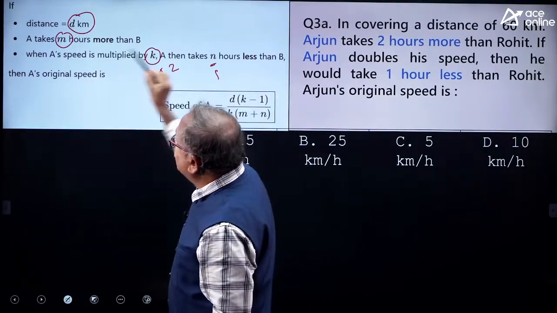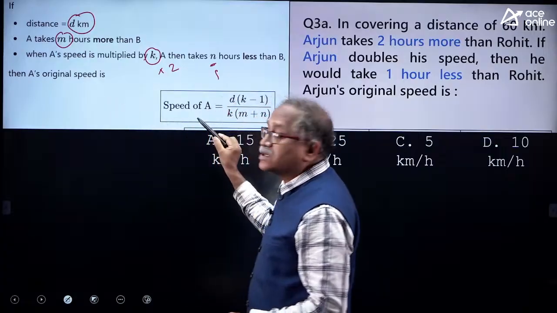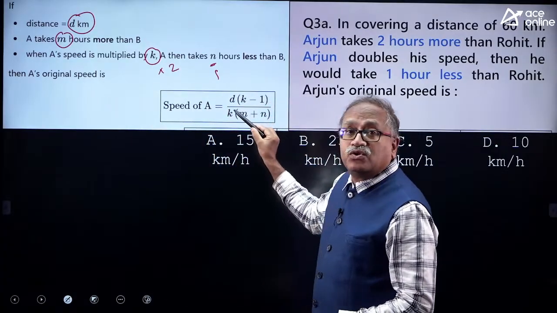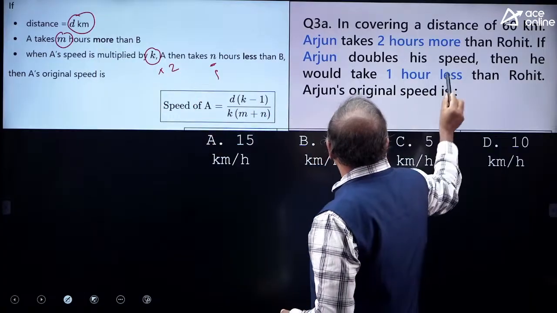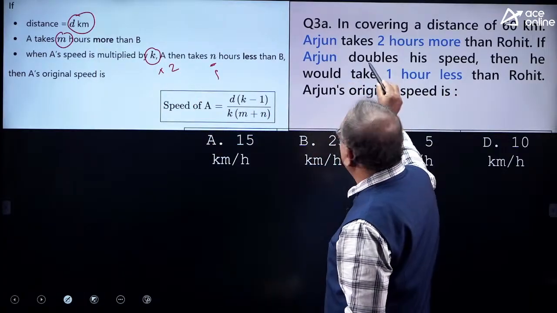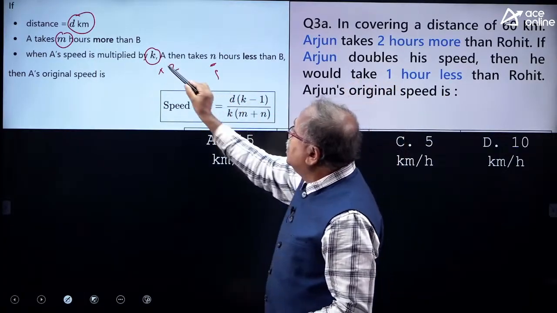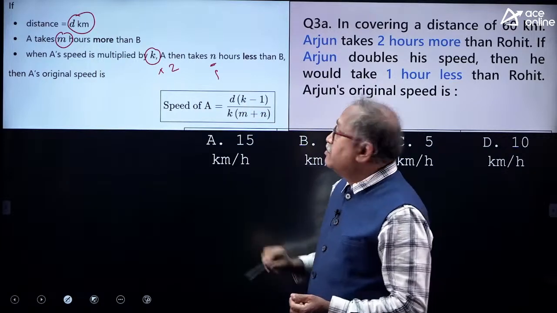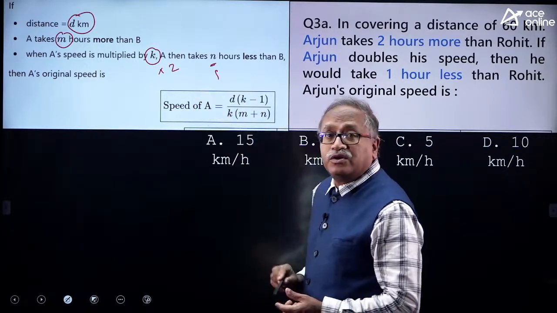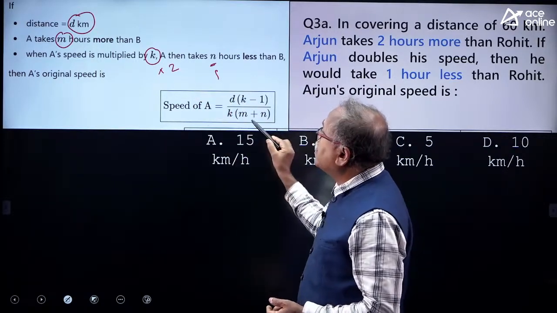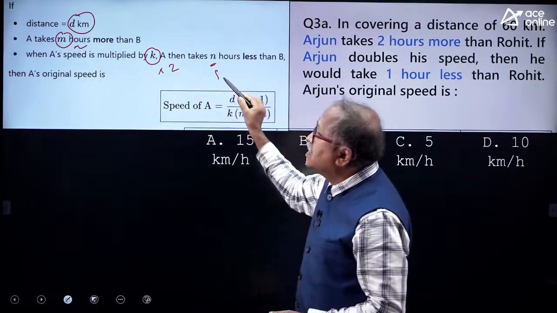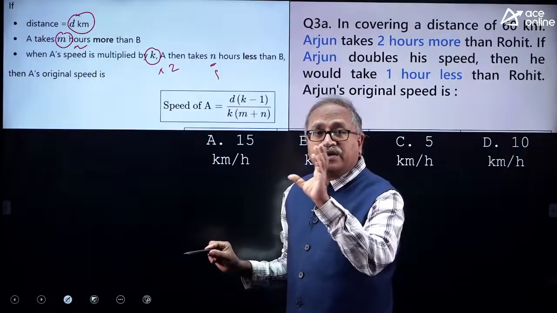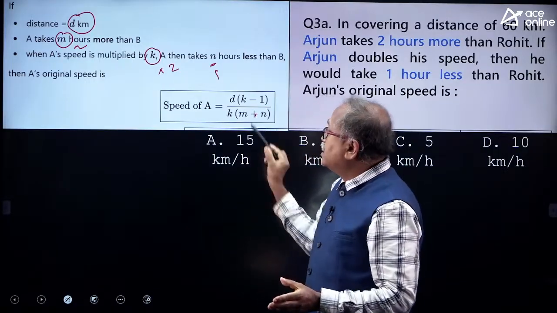Then the original speed of A is equal to distance into k minus 1. What is k over here? The number of times the speed increases, 2 times, double. So k minus 1 by the same k, that is 2, and the difference of time. In the first case it is 2 hours more, in the second case 1 hour less. So that is m plus n, that is 3.